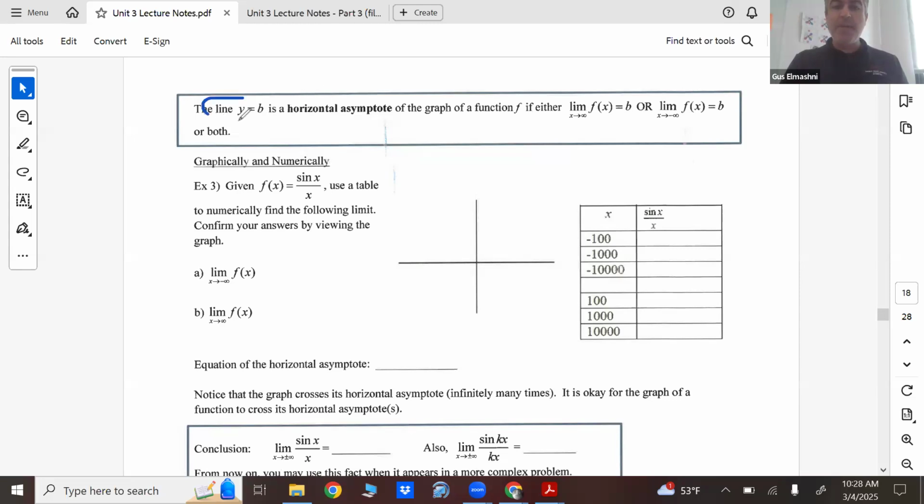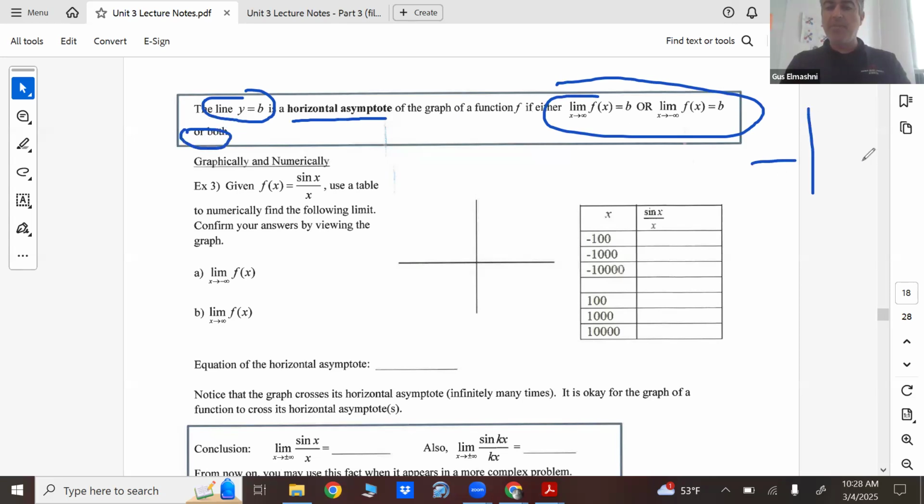So yeah, y equals b will be a horizontal asymptote when this happens. And it doesn't have to be both. It could be one or the other. For example, when we have a logistic function, they look like this, right? It had two horizontal asymptotes. Remember? So in order to be defined as a horizontal asymptote, you need the limit as x approaches infinity to equal a finite number. Okay, let me actually write that down for you guys.